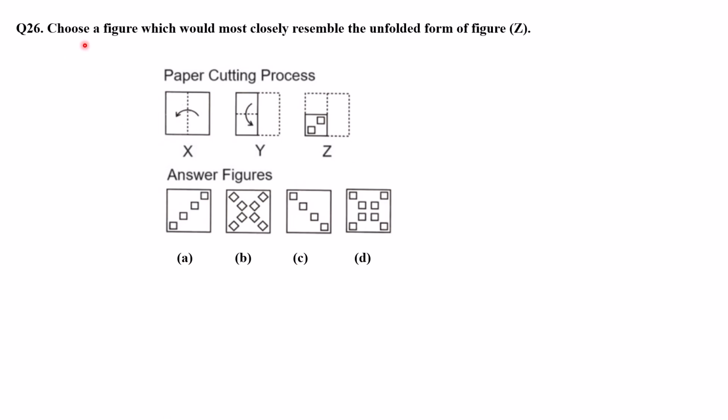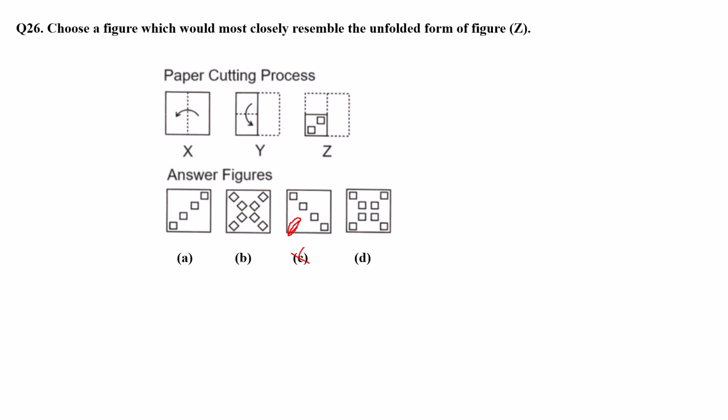Now question 26, choose a figure which would most closely resemble the unfolded form of figure Z. Okay, so now this is the figure. First you have to unfold here, isn't it? Before that you can see there are two square shapes here. Now see the figure where these two square shapes are not there in this direction. In option C, there is no square shape in this part, so that option cannot be there. Now let's try to open it.